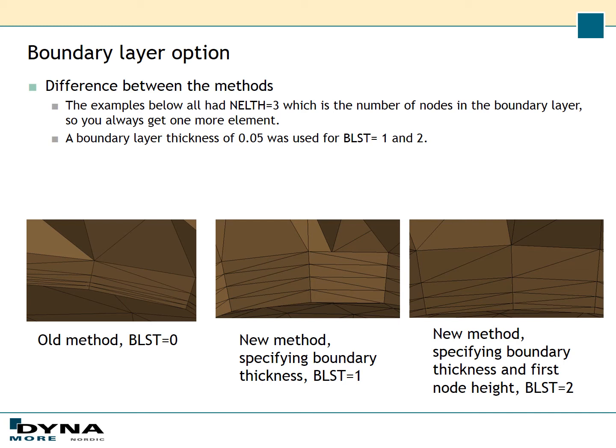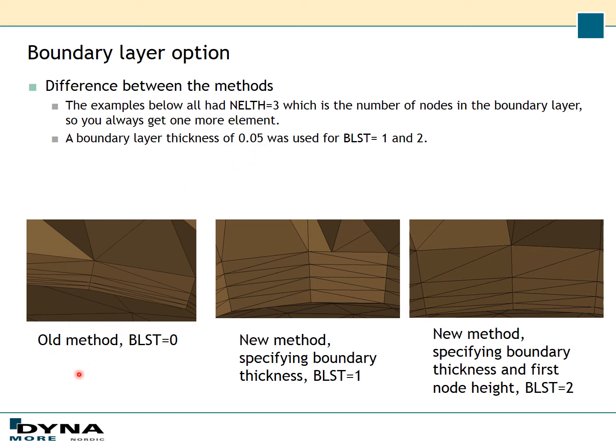And here is an example that shows the difference between the methods. In all examples I have used NELF equal to 3, which means that we will have 3 nodes in the boundary layer. So for example here 1, 2, 3, but we will get 4 elements. And for options 1 and 2, a boundary layer thickness of 0.05 was used.